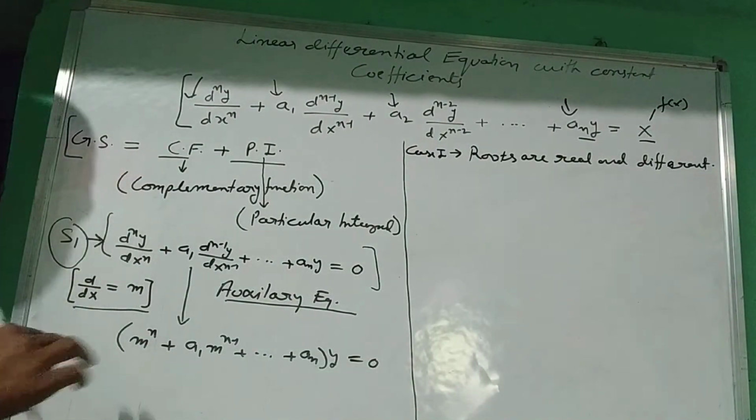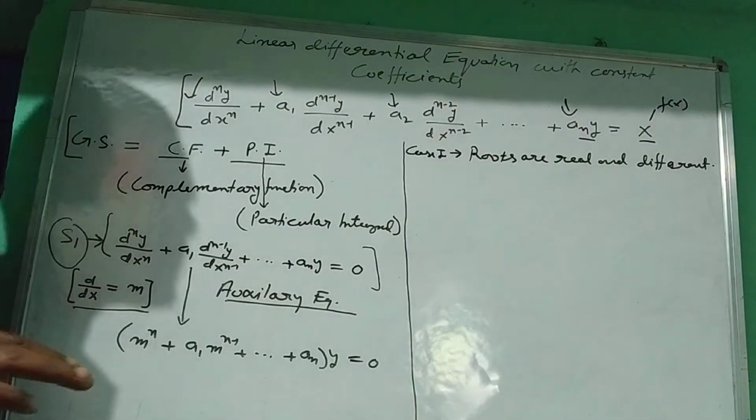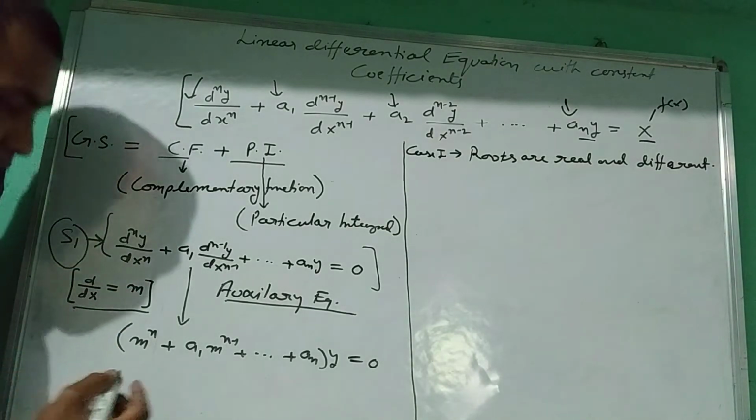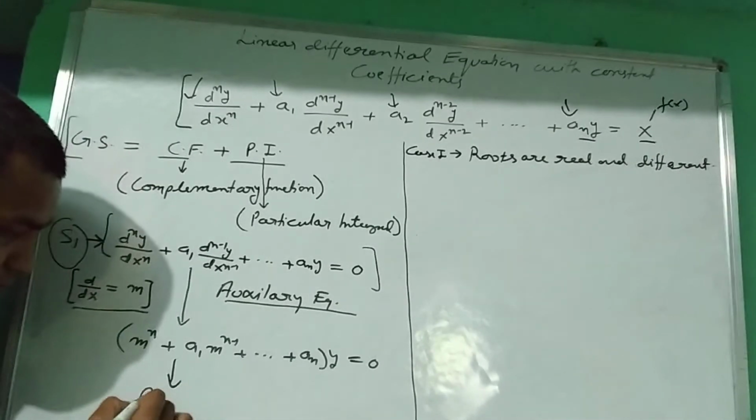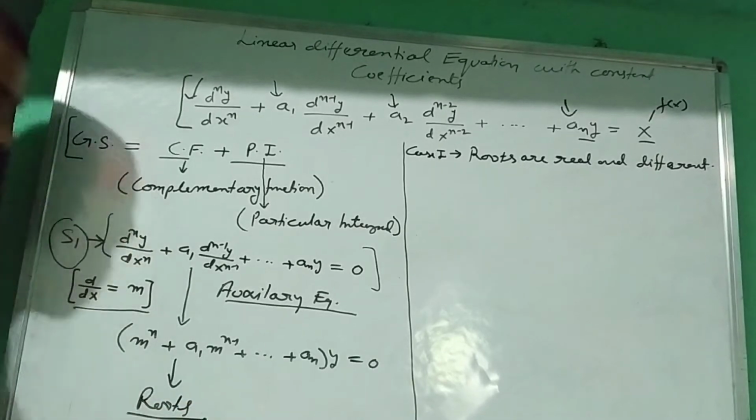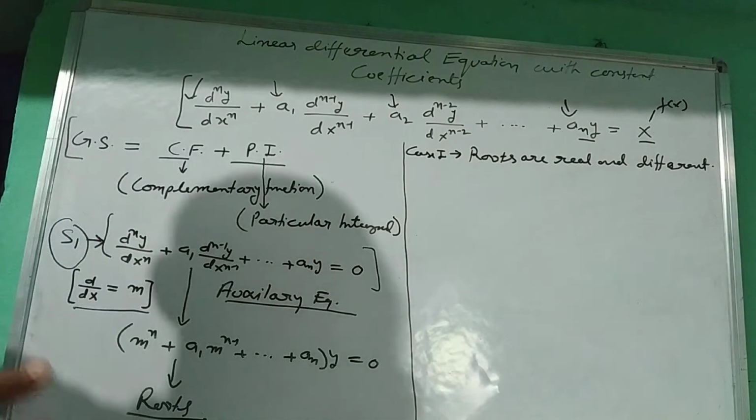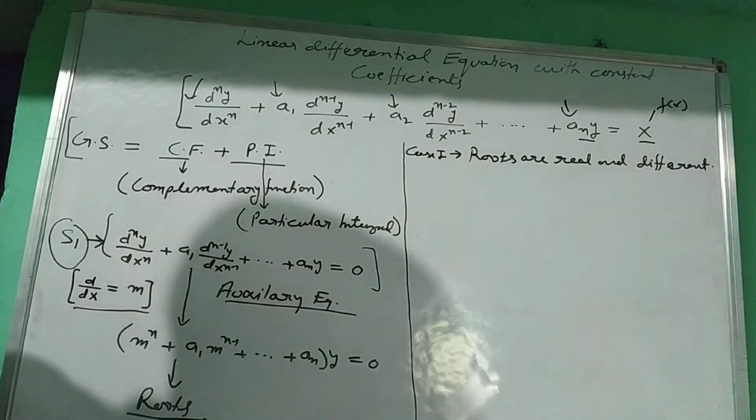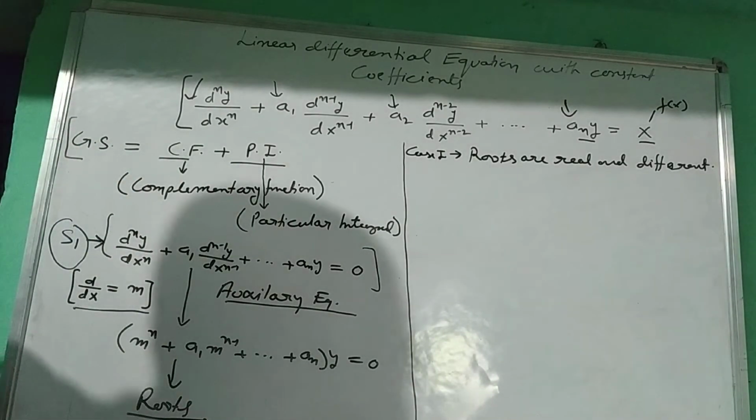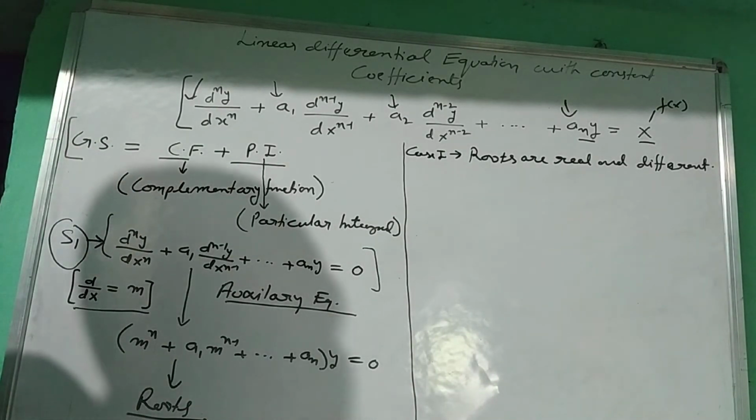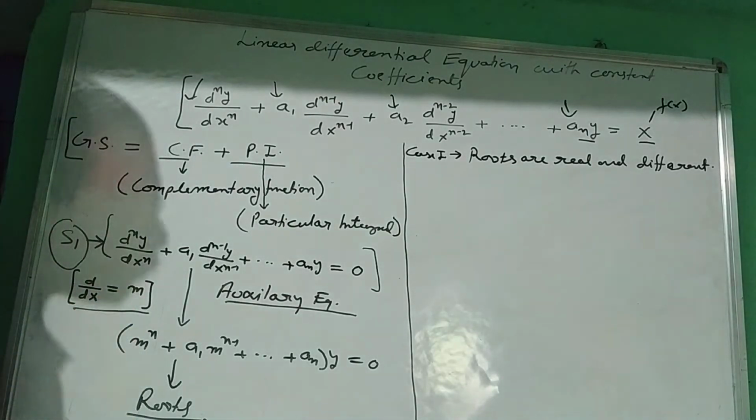Now this is the auxiliary equation, and after solving this equation we can find its roots. Then after finding the roots we can decide and find the complementary function. Now we have four cases for finding the complementary function using the roots of this type of polynomial.